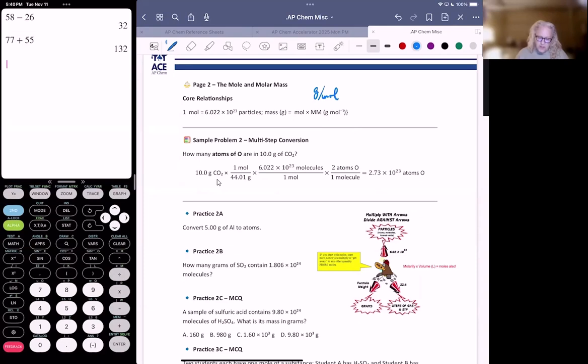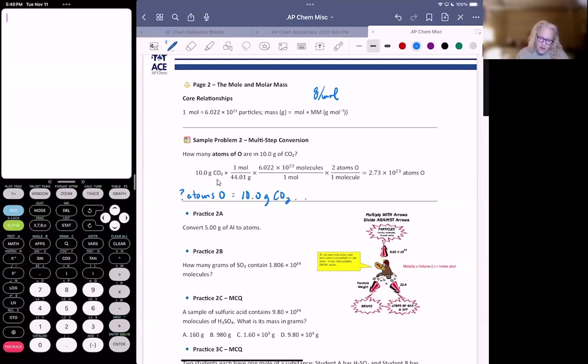So here we have a sample problem. How many atoms of oxygen are in 10 grams of CO2? We can't go directly to atoms of oxygen. Since we have CO2, we have to go to molecules of CO2. So I'm going to start: how many atoms of O are in 10 grams of CO2?